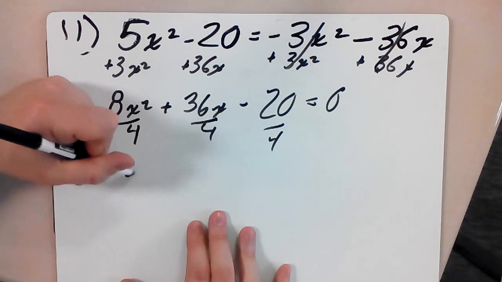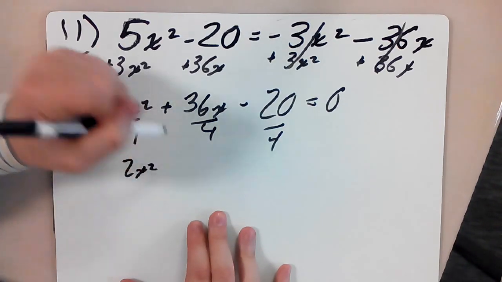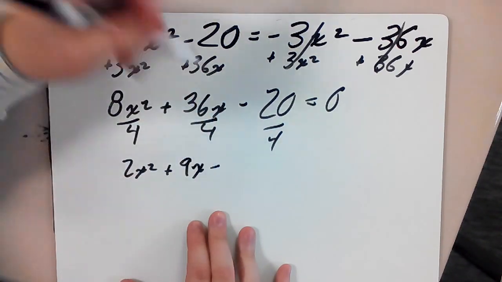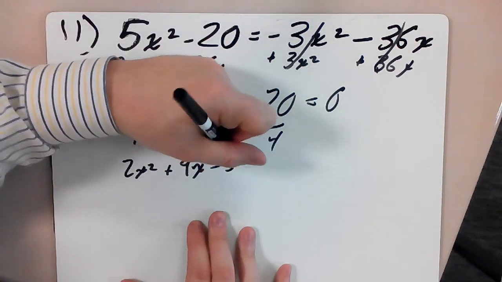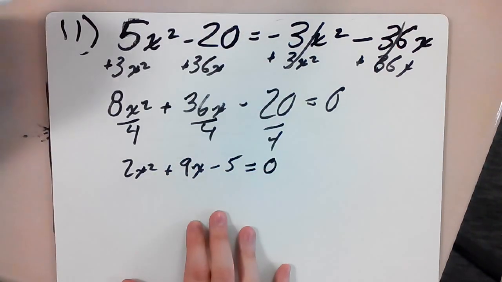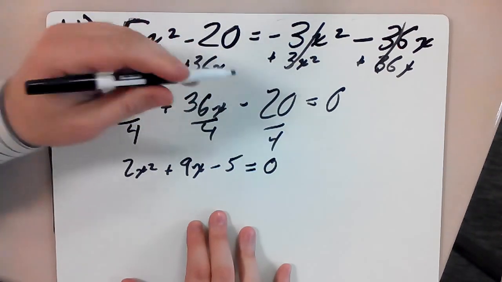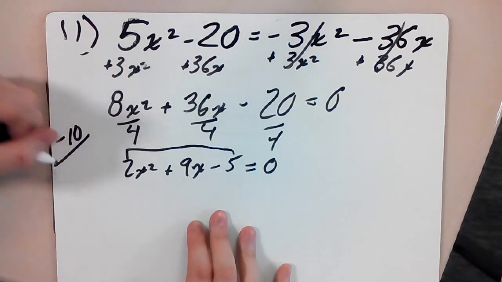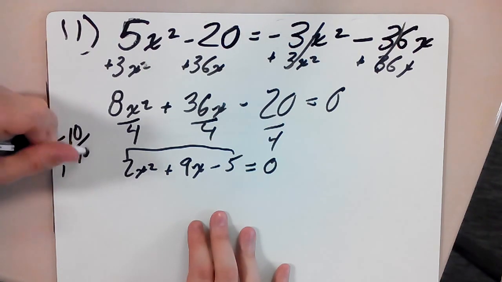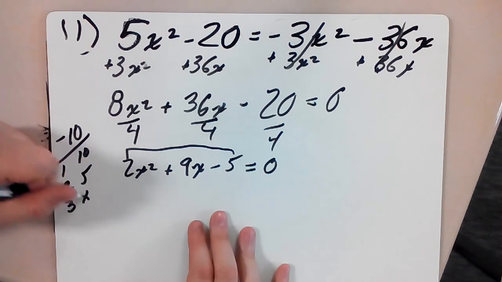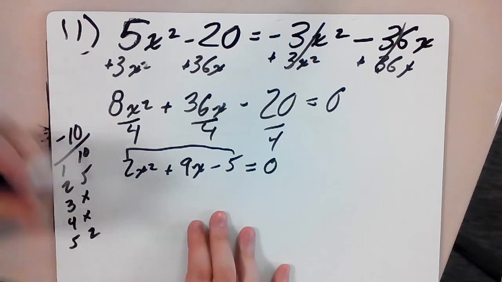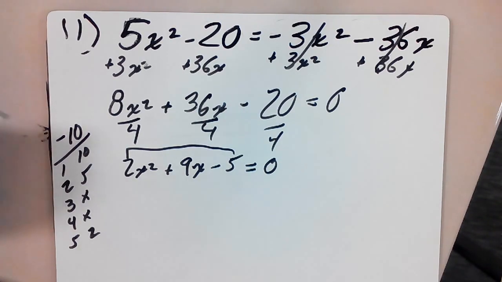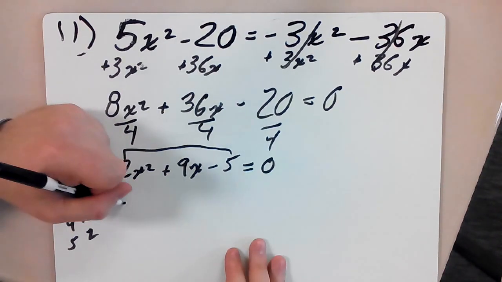So now I have 2x squared plus 9x minus 5 equals 0. Okay, now what I need to do is multiply a times c and get negative 10. Okay, I got 1 and 10, 2 and 5, 3 won't work, 4 won't work, 5 and 2. So the only factors I have are 1 and 10, 2 and 5. 1 and 10 will add up to 9 if I make 1 a negative, so I'm going to do that.